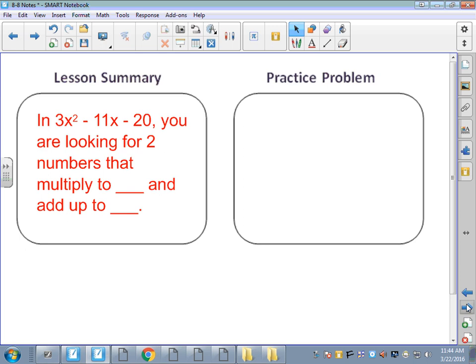It asks you, how do you know if a variable is a perfect square? And then I want you to factor. So I'll just replace that. I want you to factor x to the 4th minus 16.